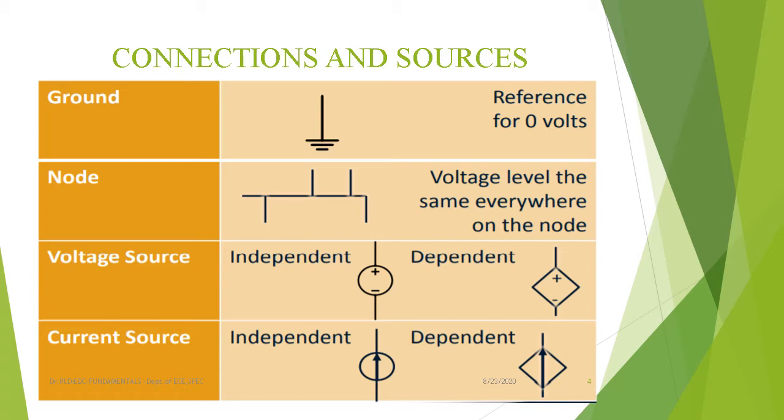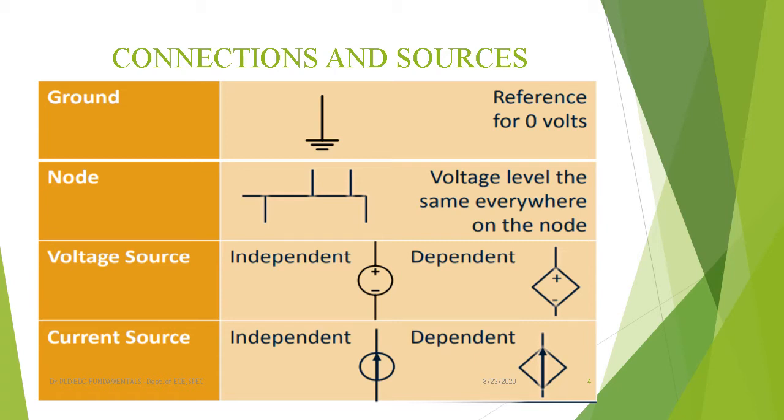When more than two branches meet at a point, that particular point is considered a node in the circuit. Then the voltage sources. In the last introduction videos, I already gave information regarding voltage sources and current sources. There are two types of voltage and current sources, that is practical and ideal.